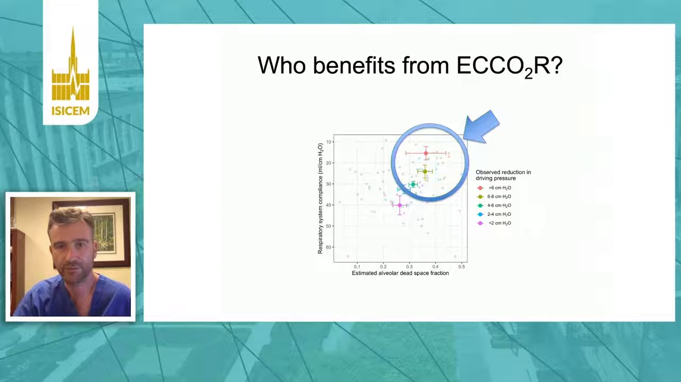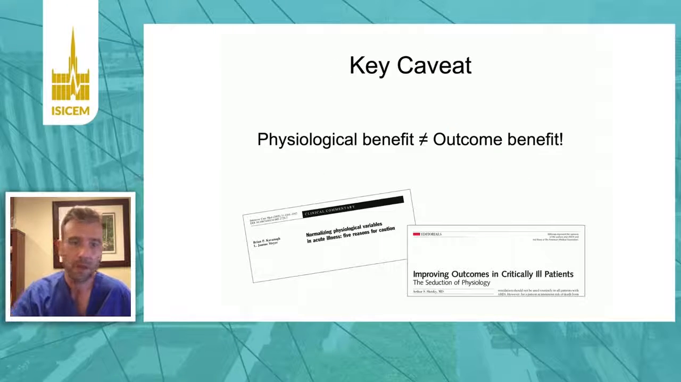So who benefits from ECOR from at least a theoretical physiological standpoint? It's patients with the highest dead space fraction and the lowest respiratory system compliance. And I would point out that the severity of hypoxemia did not predict the magnitude of these physiological benefits in multivariable analysis, suggesting that we should be targeting ECOR based on compliance and dead space rather than the traditional marker of ARDS severity, which is the severity of hypoxemia.